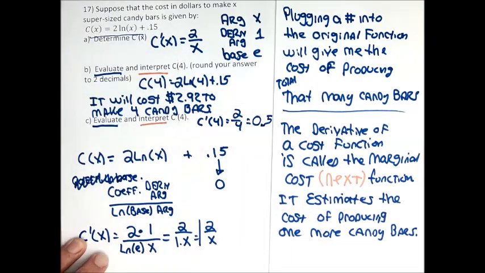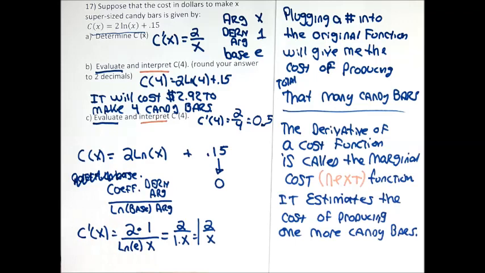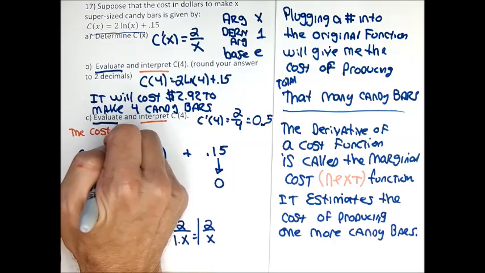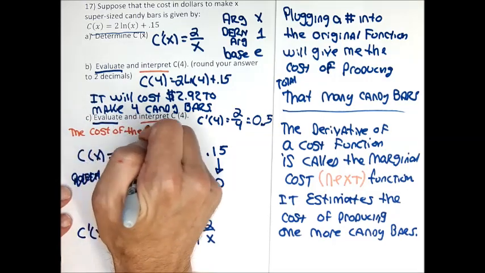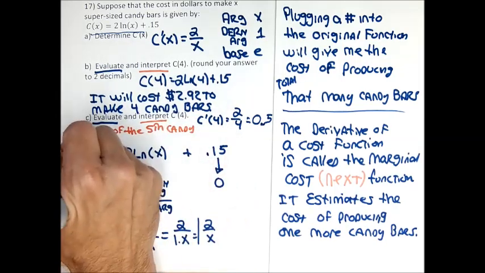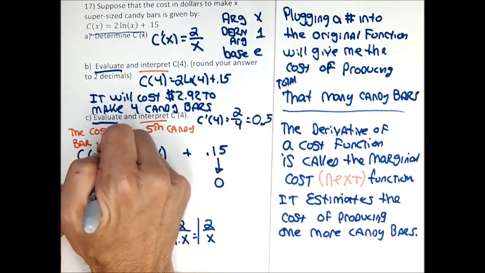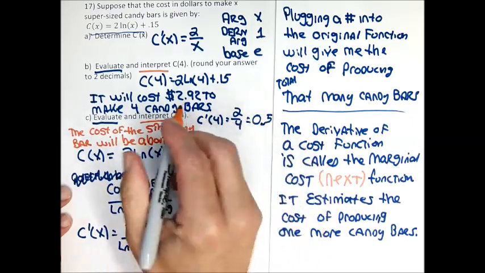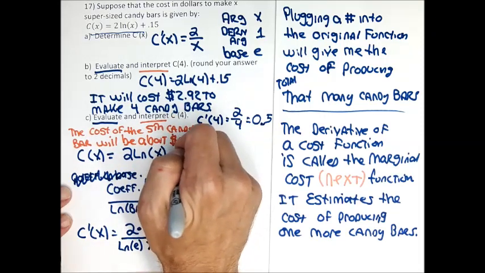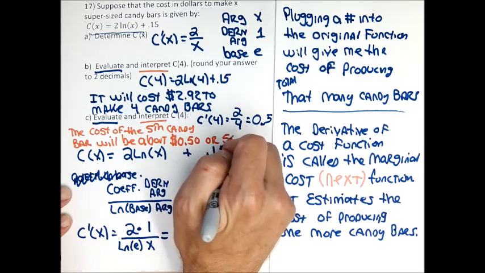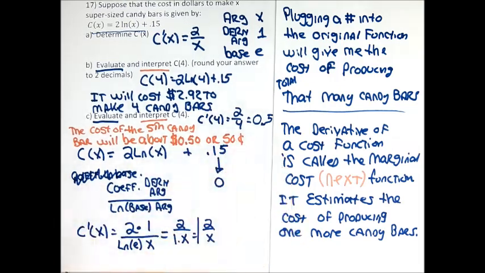I don't know if I could squeeze this in here. Let me do it in a different color. I'll say the cost of the 5th candy bar will be about, and then whatever the answer to this is. Either I could put it with a dollar sign, probably with 2 decimals, or I could write that as cents, half a dollar that is, which is 50 cents.